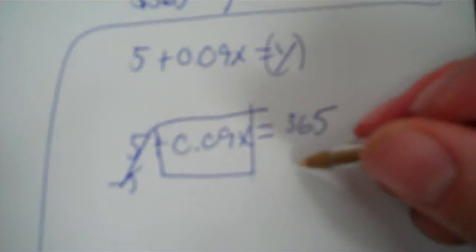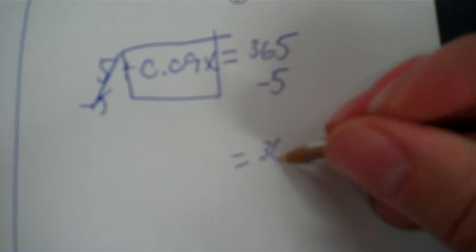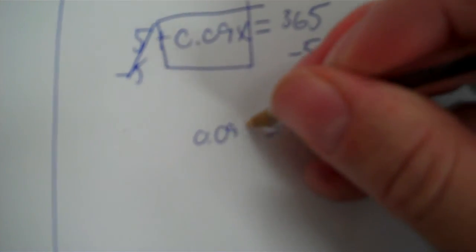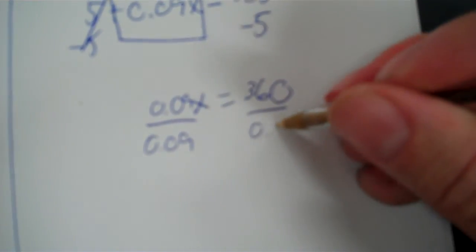So minus 5, so 360 equals 0.09x, and then I divide both sides by 0.09. I think that is... I don't know what that is. Gotta get a calculator. So 360 divided by 0.09 is 4,000. 4,000 downloads must be a good song.